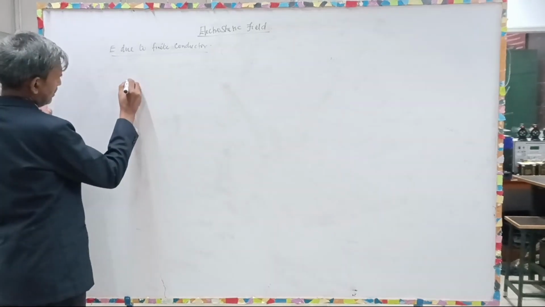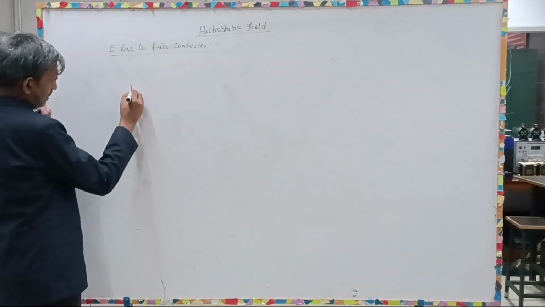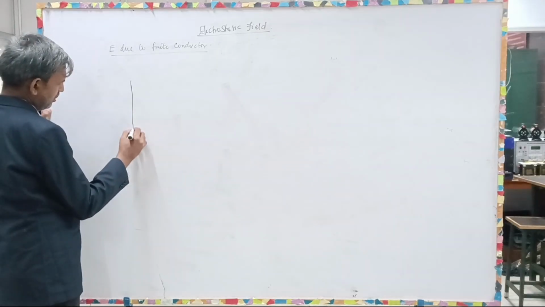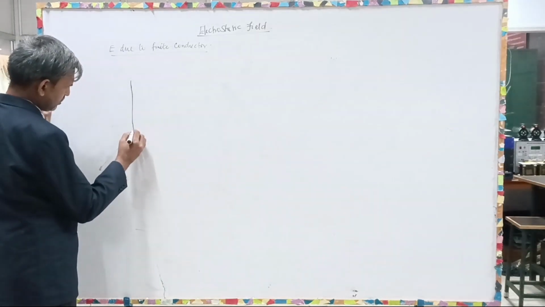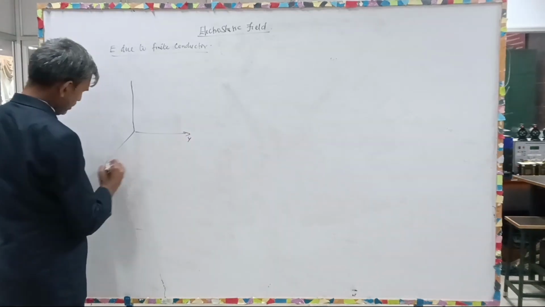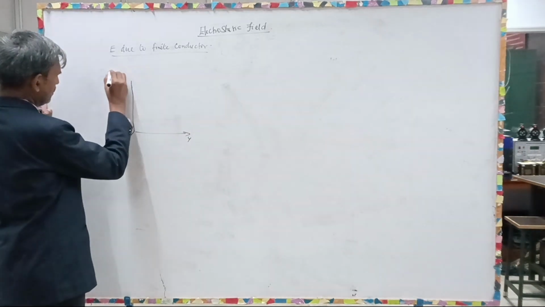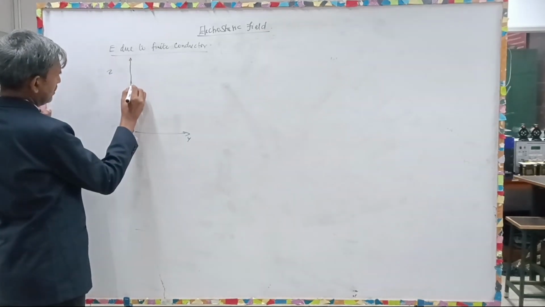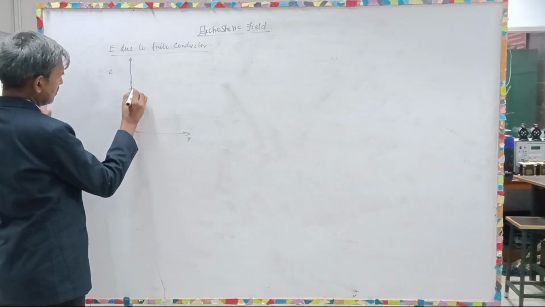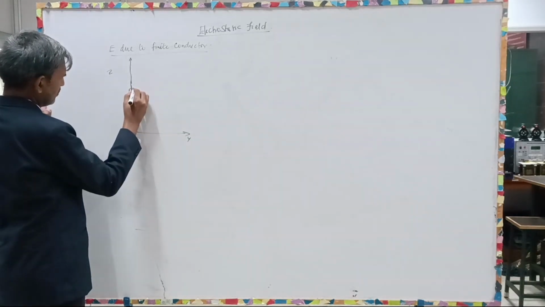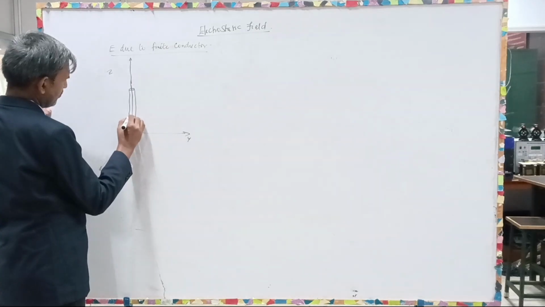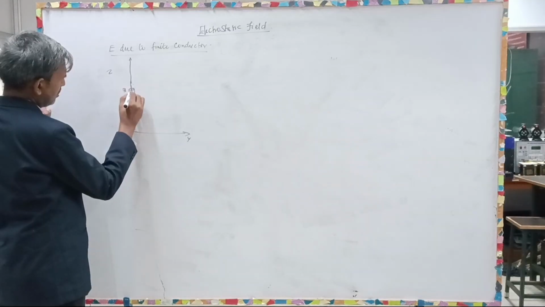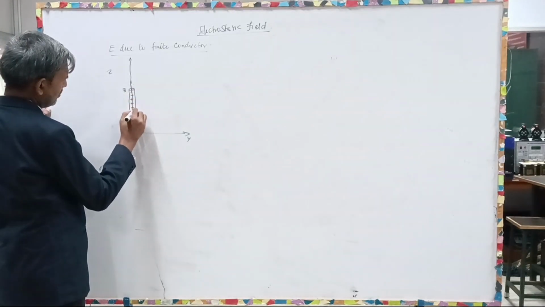So let us consider the conductor. Now I am considering the coordinates x, y, and z. I am placing the conductor of finite length. This will be A, a finite length. The charge distributed over this line is positive.